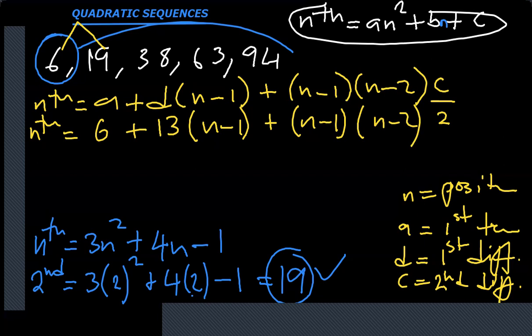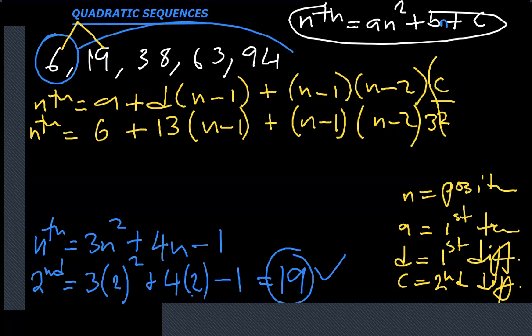So it will be 6 over 2, which gives us a 3. Okay, so this is separate. That gives us a 3.